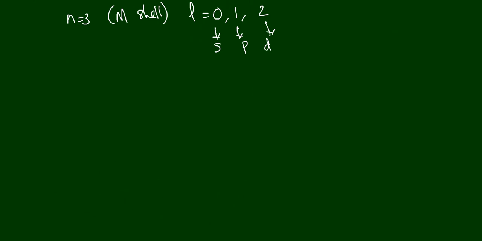So from shell, we have reached a subshell. Now we can go for the next quantum number, that is the magnetic quantum number, and this is represented by m.